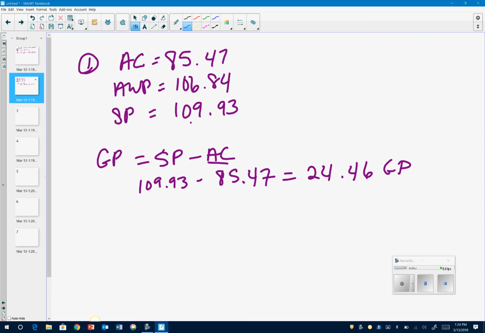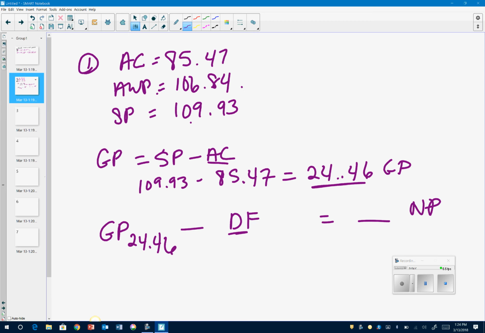Next, to determine your net profit, you need to start out with that gross profit. So remember, it's your gross profit minus your dispensing fee, and it will equal your net profit. So your gross profit is $24.46. Your dispensing fee, you go by the AWP, so it's over $50, so it'll be $15. So 24.46 minus 15 will get you $9.46 for your net profit.